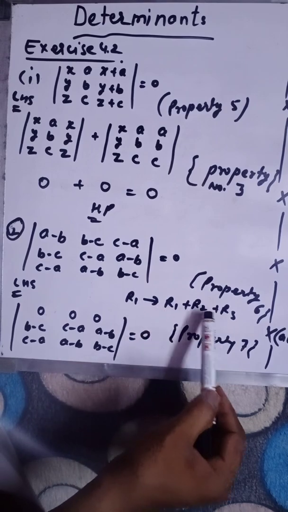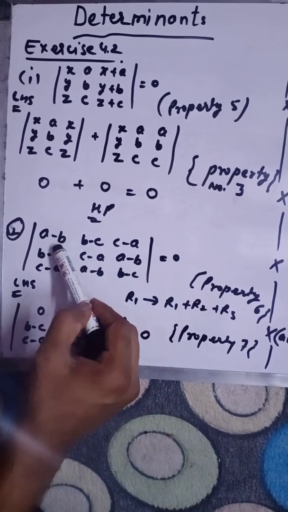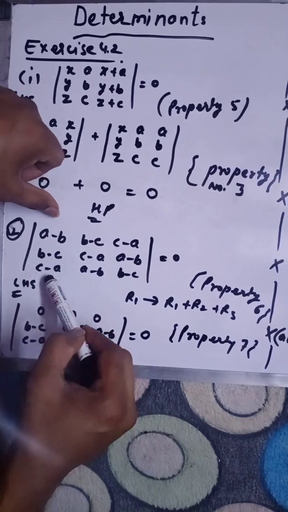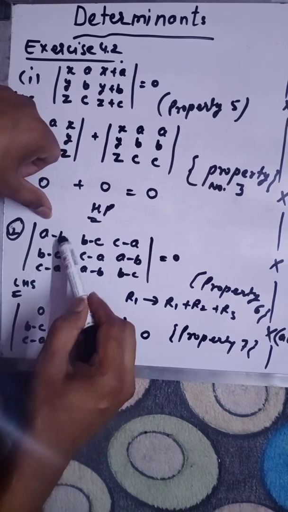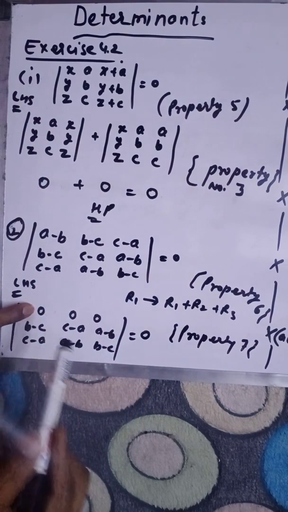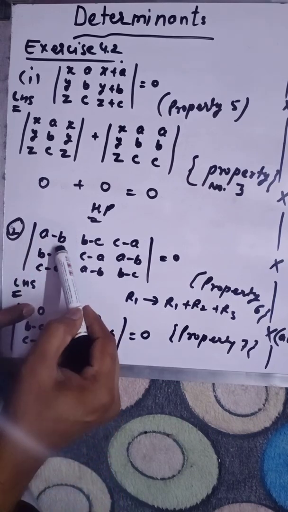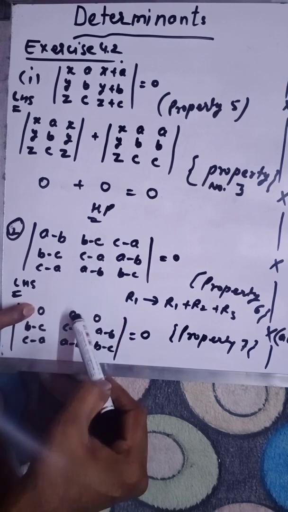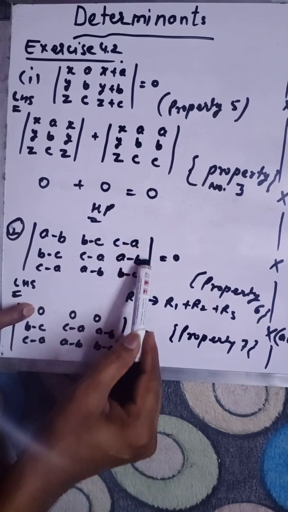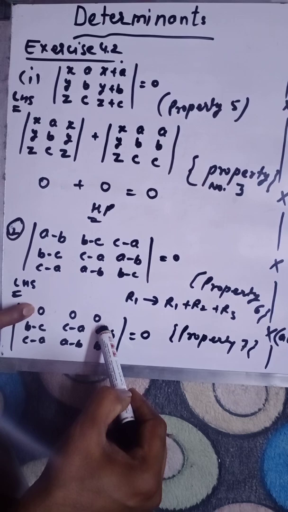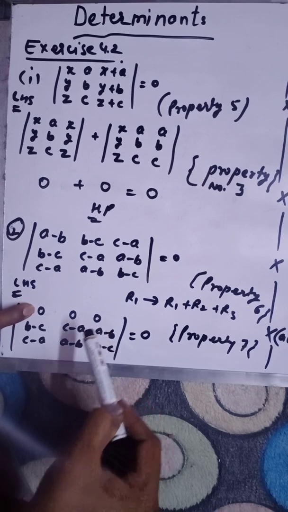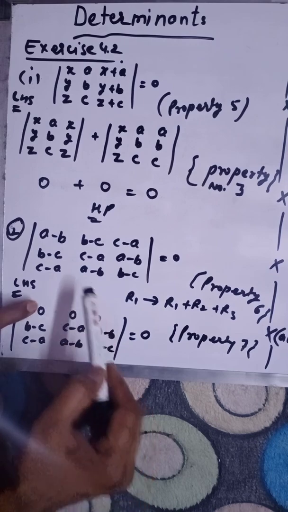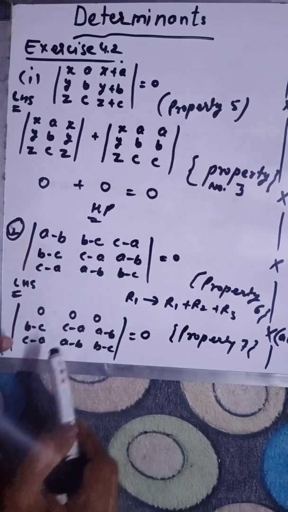We are adding all 3 rows. When you add all 3 rows, A minus B plus B minus C plus C minus A, you will get 0. Similarly, when you add these 3, you will get 0, and when you add these 3, you will get 0. So your first row is 0, and the next rows R2 and R3 remain the same.